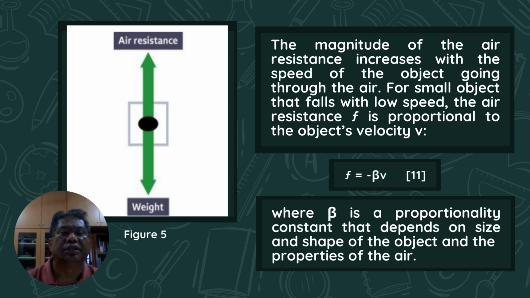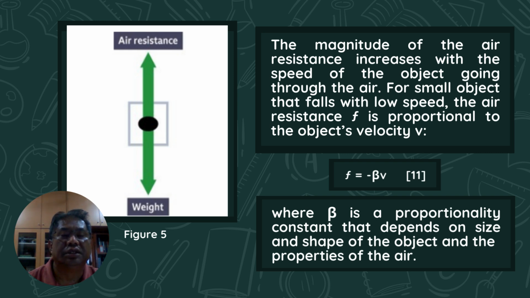Okay, for small or large objects, it doesn't matter, the magnitude of the air resistance increases with the speed of the object going through the air. Meaning that the air resistance is proportional to the speed. For a small object that falls at low speed, the air resistance F is proportional to the object velocity V. F equals minus beta V, where beta is the proportionality constant that depends on the size and shape of the object and the property of the air.